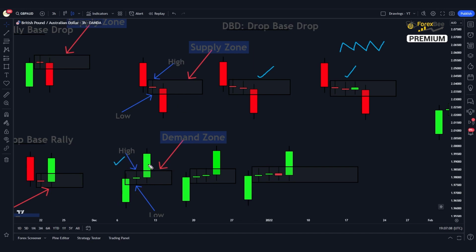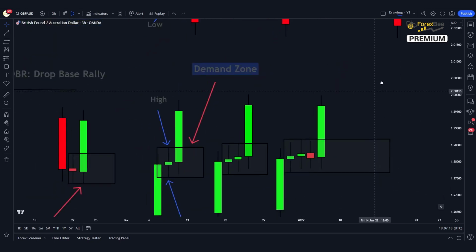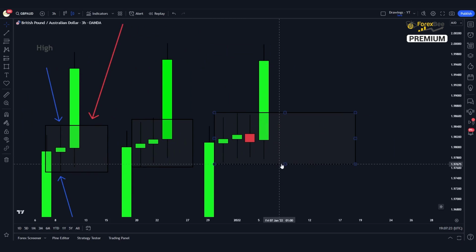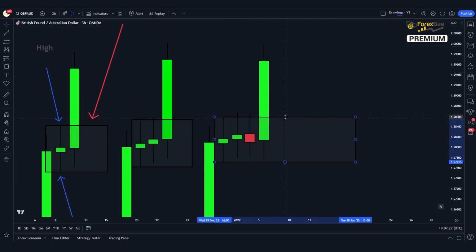And here we can see the formation of a demand zone, that is a rally base rally demand zone. In this one, there is one base candle, two base candles, and then three base candles. But in all of them, we have to draw the supply and demand zones at the high and low of the base candles. For example, we will not draw the supply zone at the high of this first candle, but we will take the high of the overall base candles.